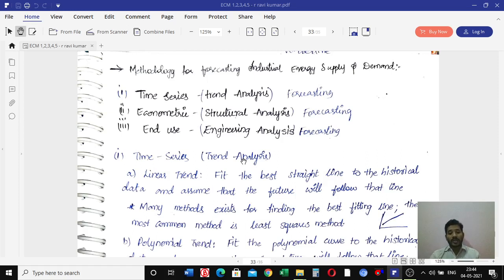First, we are going to discuss the time series. Time series is a trend analysis in which the first one we are going to learn is the linear trend. This linear trend fits the best straight line to the historical data and assumes that the future will follow that line. Many methods exist for finding the best fitting line. The most common method is the least square method for finding the best fitting line.